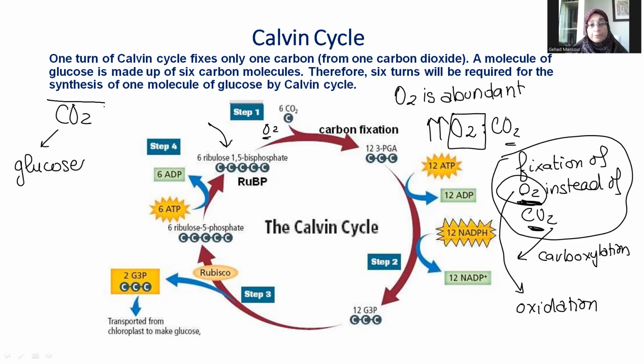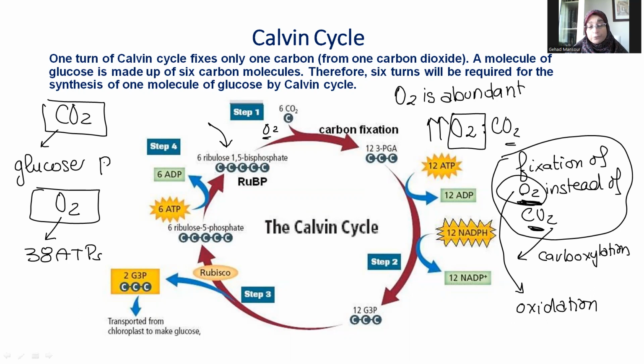This is when we fix carbon dioxide in photosynthesis. In respiration, when we utilize oxygen at the end of the electron transport chain, we produce 38 molecules of ATP. So in photosynthesis, we obtain glucose when we fix carbon dioxide. In cellular respiration, we obtain 38 molecules.